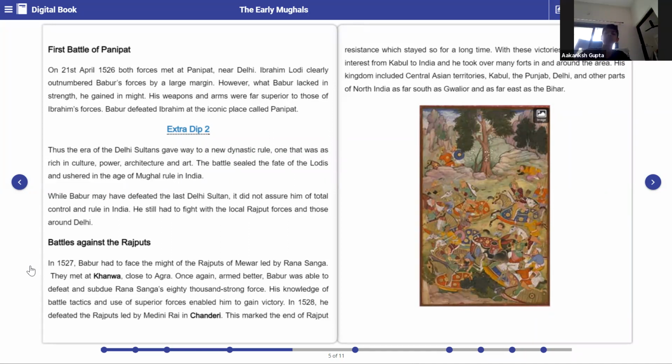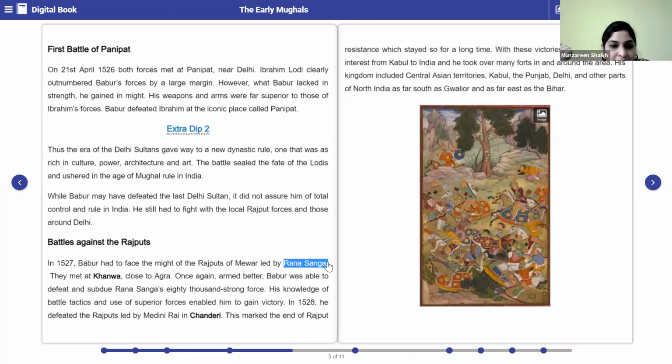Battles against Rajputs. Please make a note of it, everybody. Now, what did they do? The first enemy was Rana Sanga. Please underline the name Rana Sanga. So, Babur had to face the Rajput army, which was led by Rana Sanga. That was the first challenge which Babur had to face once he took up the throne. They met at a place called Khanwa.